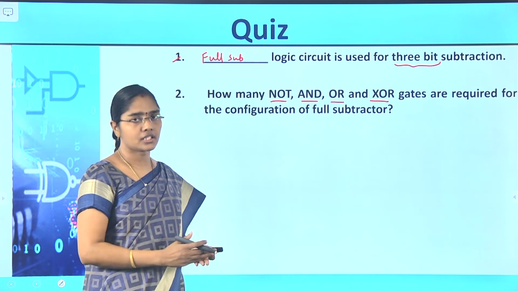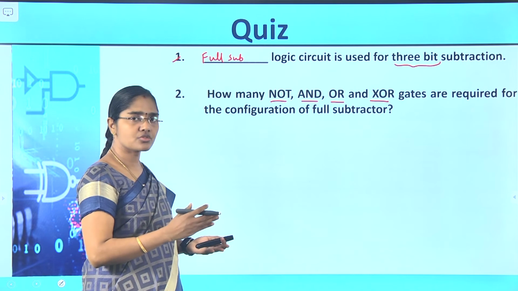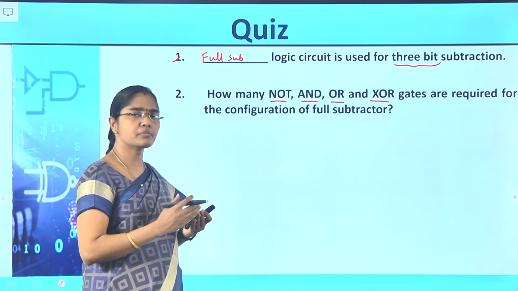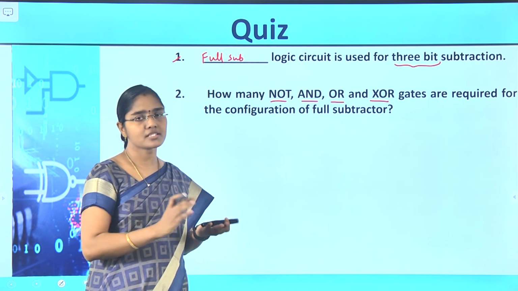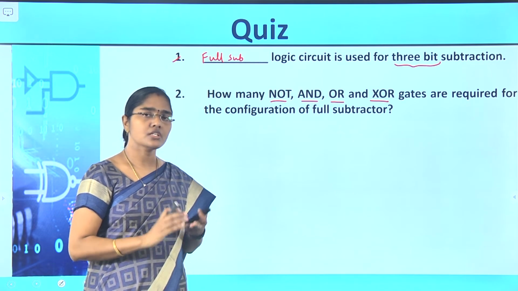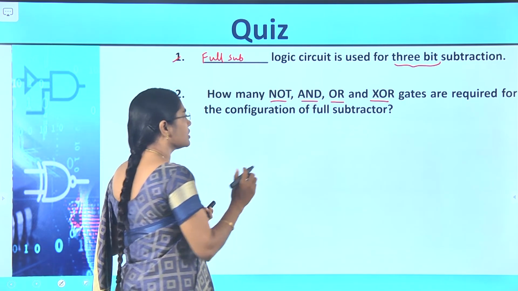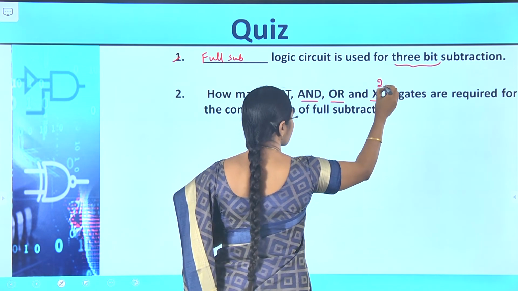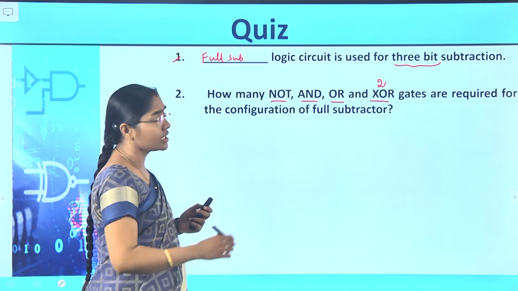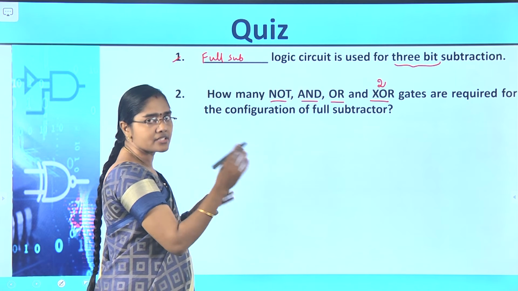Okay, in that how many are used? So how is that? That is simply using the two half subtractors implementation only. Okay, so in that how many XOR gates are used? For getting the difference, 2 XOR gates are used. Okay, then for borrow out only the remaining gates are used.